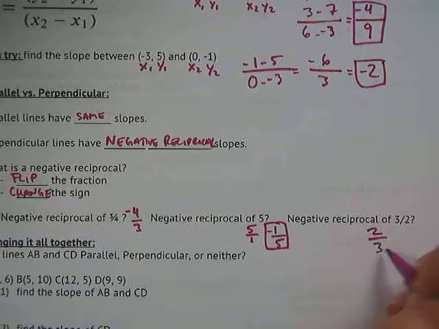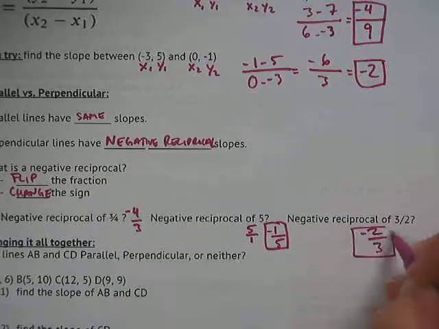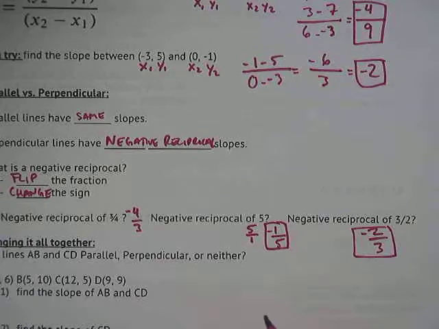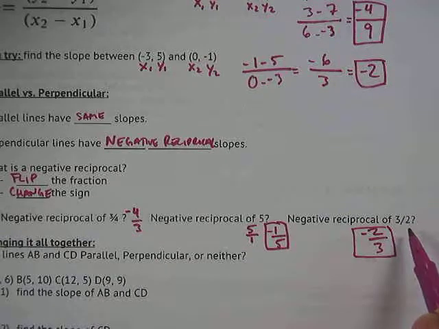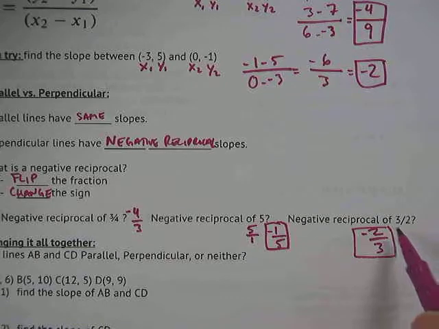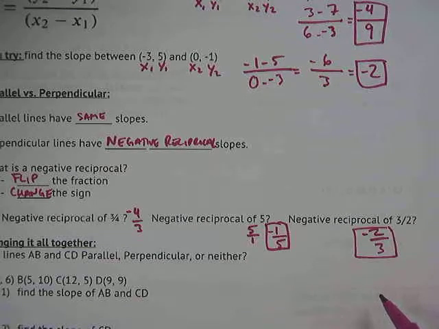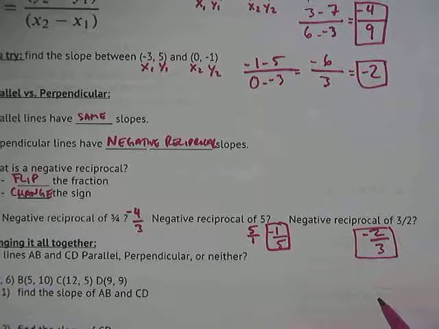The negative reciprocal for 3/2: you flip the fraction so we make it 2/3, and we change the sign so we make it negative. If it was already negative, you would make it positive. Okay, so if you have a line that has a slope of 3/2 and another line that has a slope of -2/3, then those two lines would be perpendicular to each other.